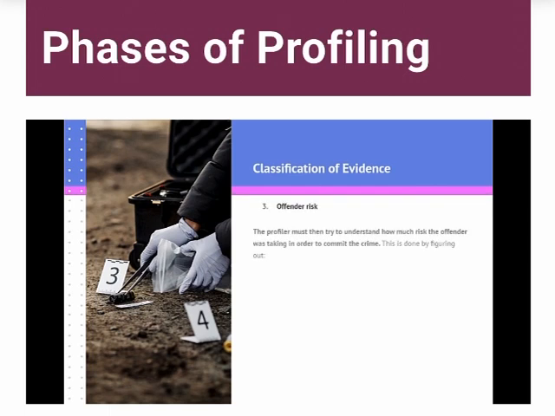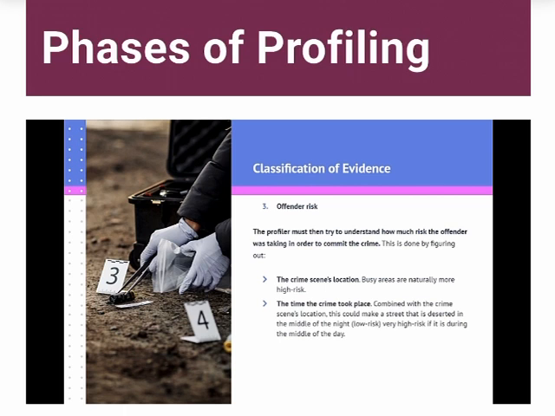3. Offender risk. The profiler must then try to understand how much risk the offender was taking in order to commit the crime. This is done by figuring out the crime scene's location. Busy areas are naturally more high risk. The time the crime took place, combined with the crime scene's location, could make a street that is deserted in the middle of the night low risk, very high risk if it is during the middle of the day.